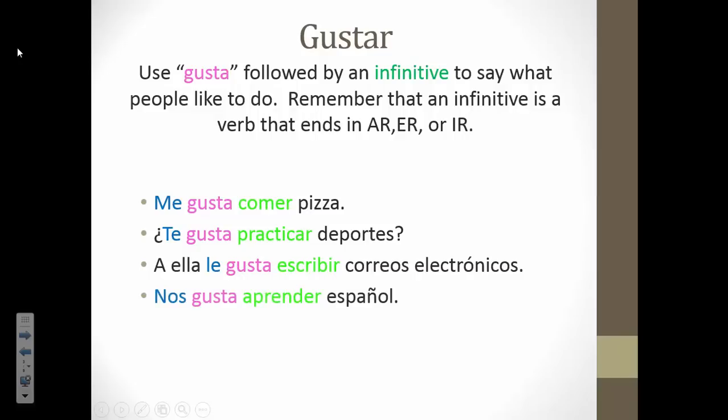Nos gusta aprender español. We like to learn Spanish. Aprender is an ER infinitive verb, to learn. And ¿a ustedes no les gusta leer libros? You guys don't like to read books? Notice that leer is an ER verb infinitive, and you use it to say to read.